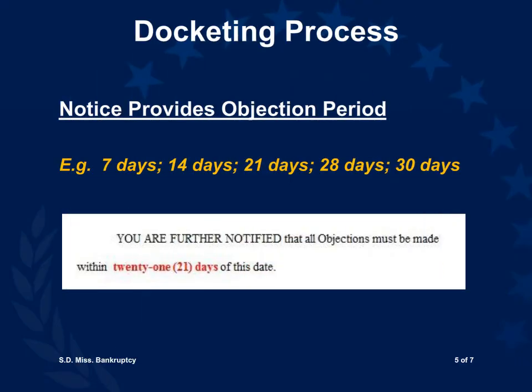The next demonstration shows the docketing process to file a notice that provides a time period as opposed to a specific deadline for filing an objection or a response. In this example, the screen shows the language from a notice that provides a 21-day period for filing objections. The notice does not provide a specific date for filing objections.